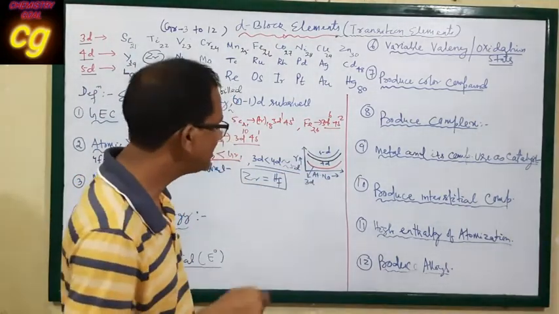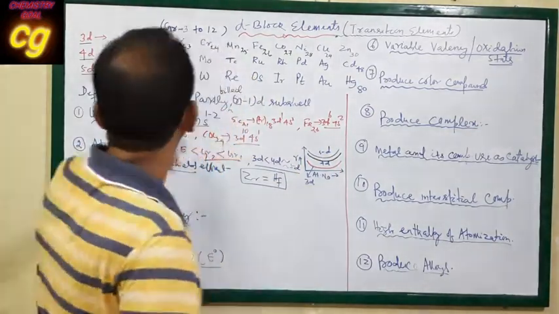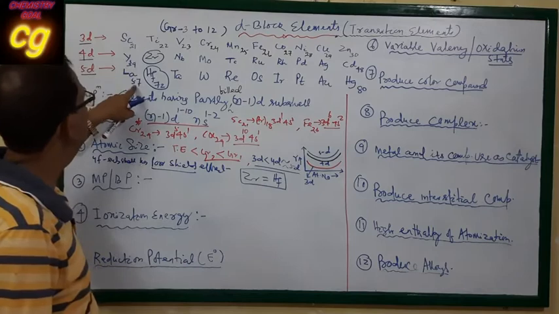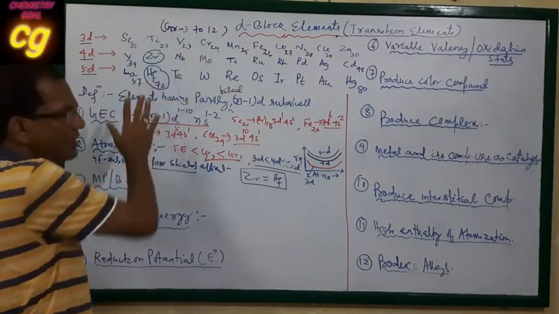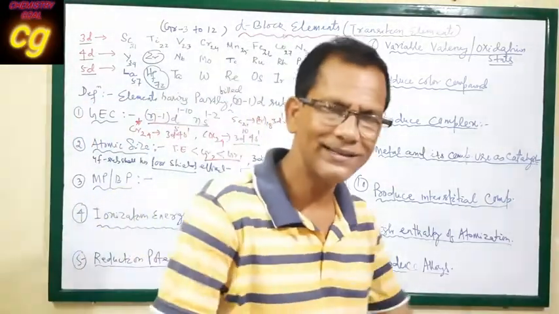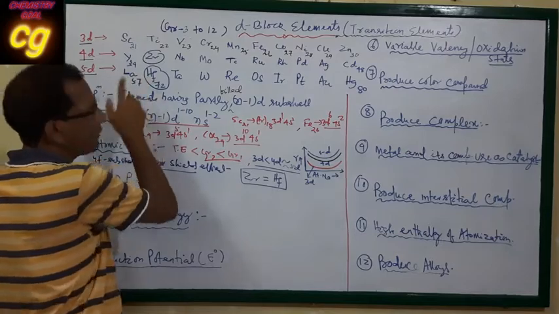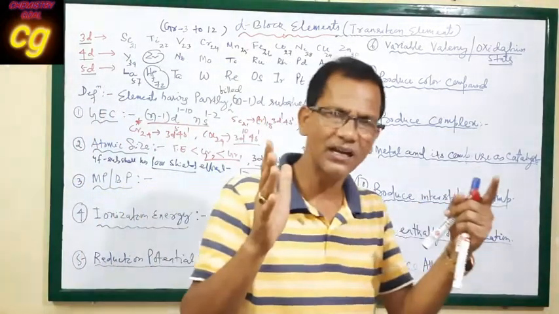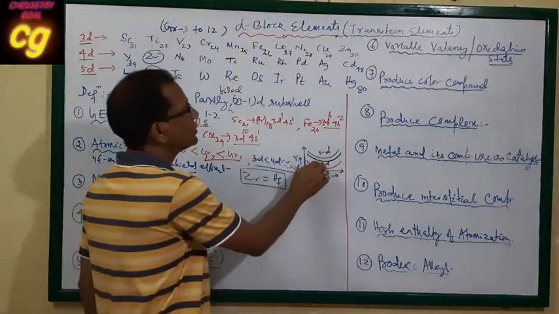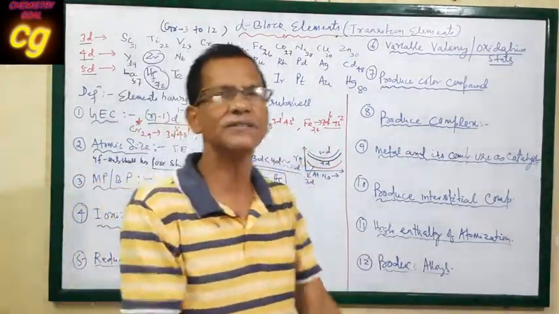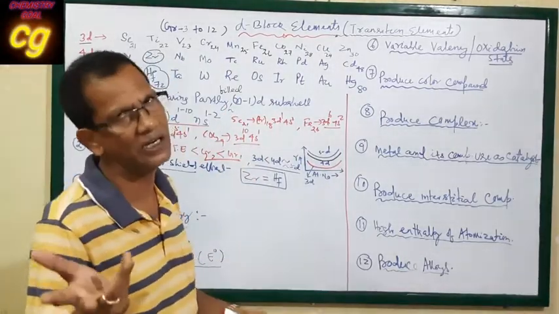But we can think like this: between 4d and 5d there are the lanthanides. Lanthanum is 57, hafnium is 72. In between lanthanum and hafnium there are 14 elements, the lanthanides. These 14 elements show lanthanide contraction. Due to the lanthanide contraction, 4d and 5d remain the same size. If you write why zirconium and hafnium are of similar size, it is due to lanthanide contraction.